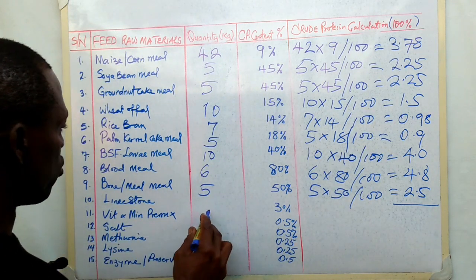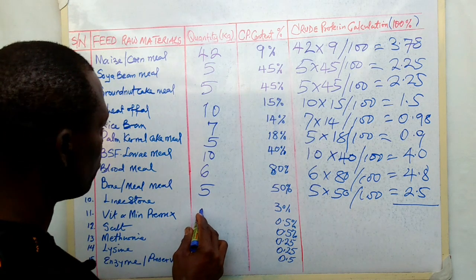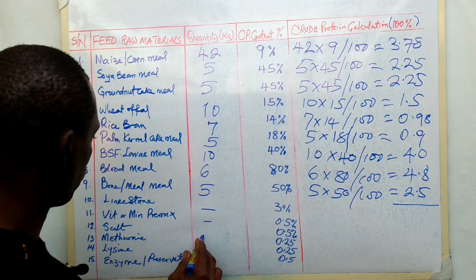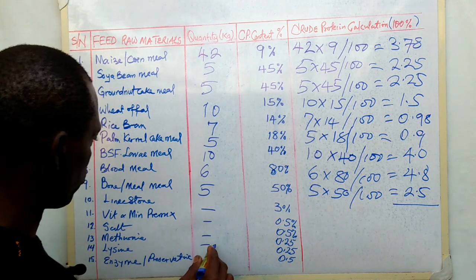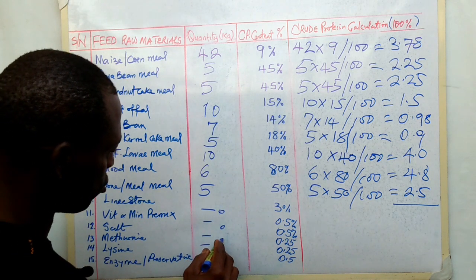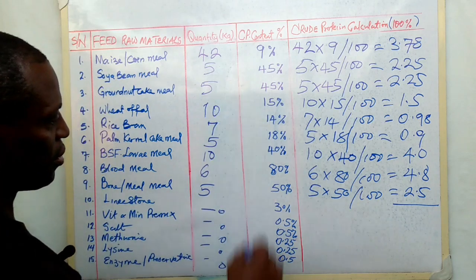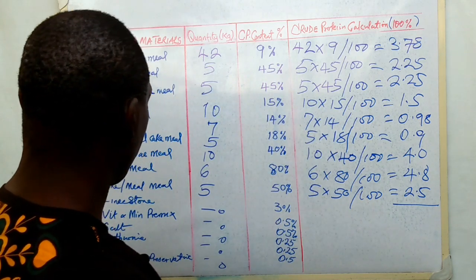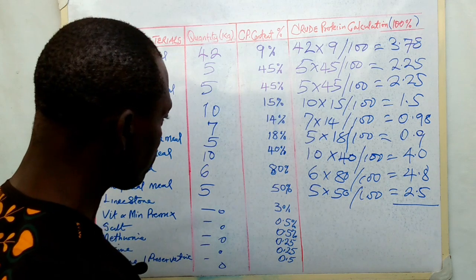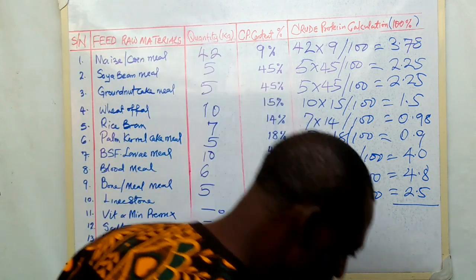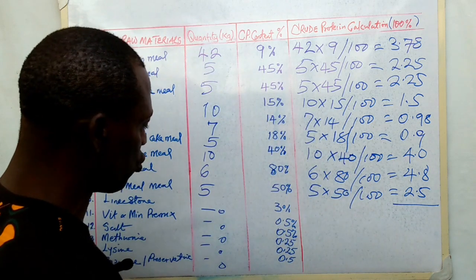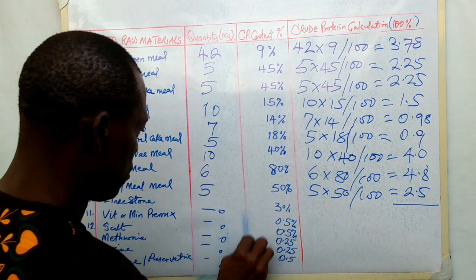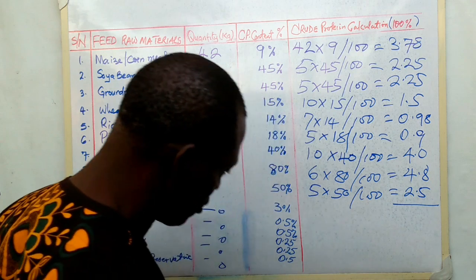Here we have limestone. Limestone has no protein. Premix has no protein. Salt no protein. Maintain all this one at 0.0000000. Now let's calculate. Let's get all this. So here you should note that this one should be here.